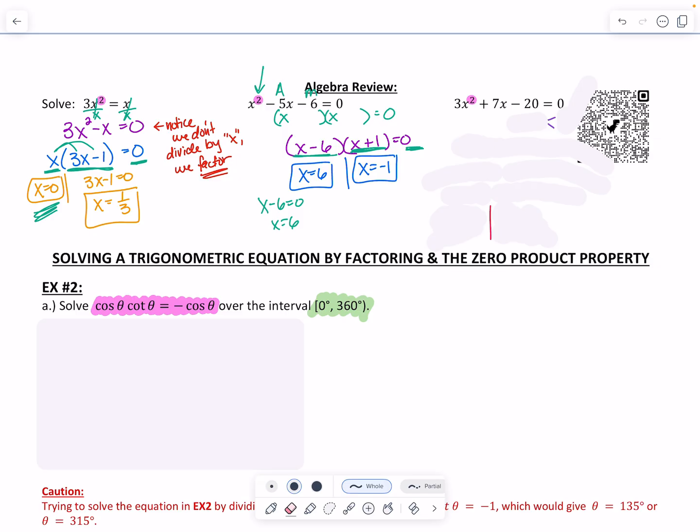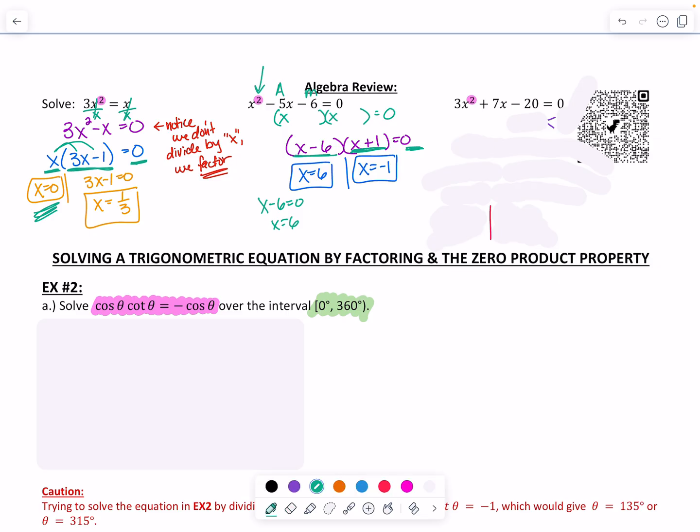There is a C method, split the middle term. Some instructors use a method called bottoms up. Whatever method you've learned and you like, just make sure that you show your work so I can see where you're going. But we need to factor this in order to solve.